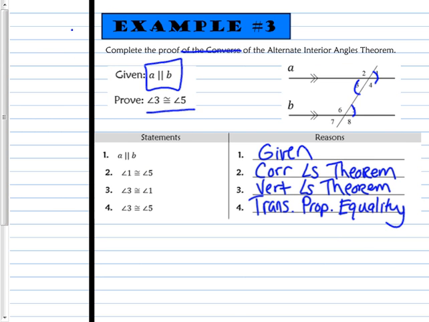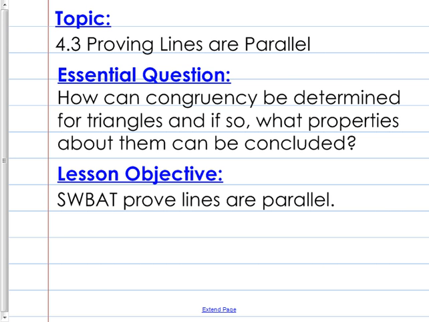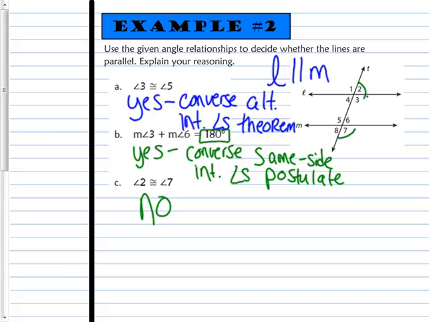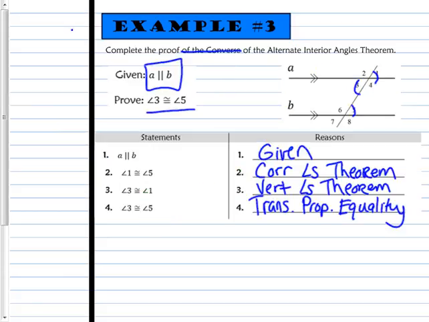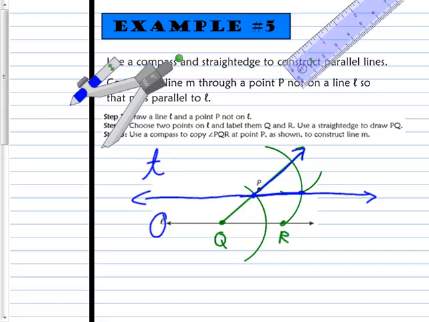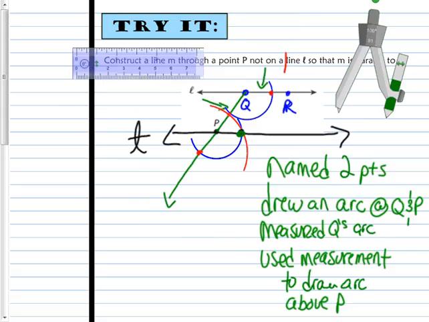Okay, to wrap it up, a summary of what we learned. As a recap, we've been talking about proving lines are parallel, so we completed multiple proofs using parallel lines and proving that they're parallel. We used the converse, which means the opposite of the alternate exterior angles theorem. We said whether or not lines could be proved parallel. We proved something using the alternate interior angles theorem. We completed a paragraph proof. And we made angle constructions. We made parallel line constructions.